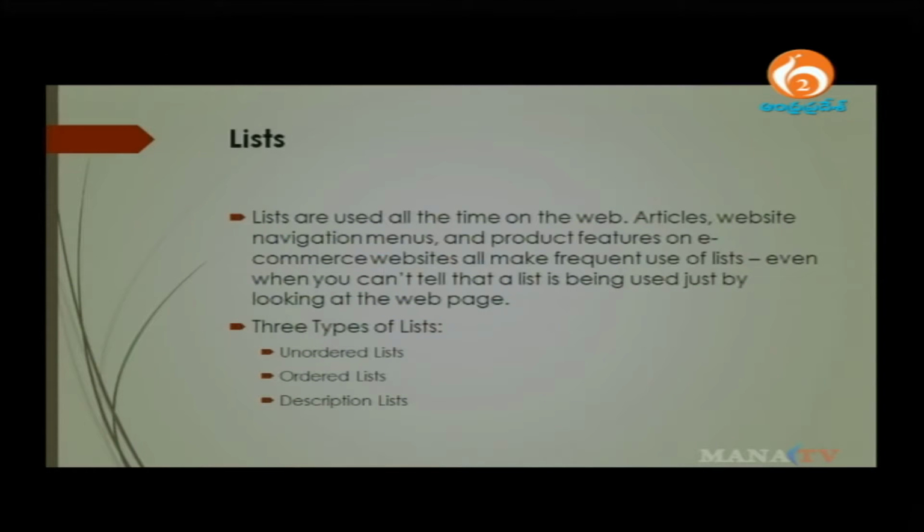In this session we are going to start with lists. Lists are used all the time on the web. Articles, website navigation menus and product features on e-commerce websites all make frequent use of lists, even when you can't tell that a list is being used just by looking at the web page. There are 3 types of lists: unordered list, ordered list and description lists. Whatever collection of elements we have to represent in the web page, we will be using lists.